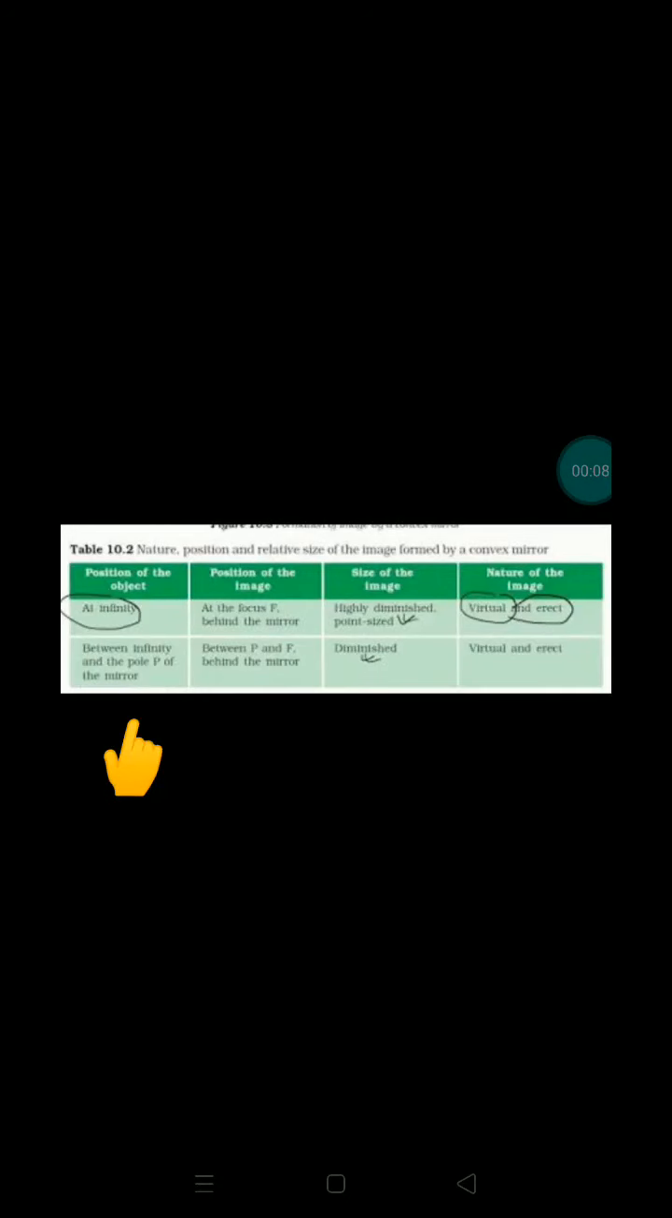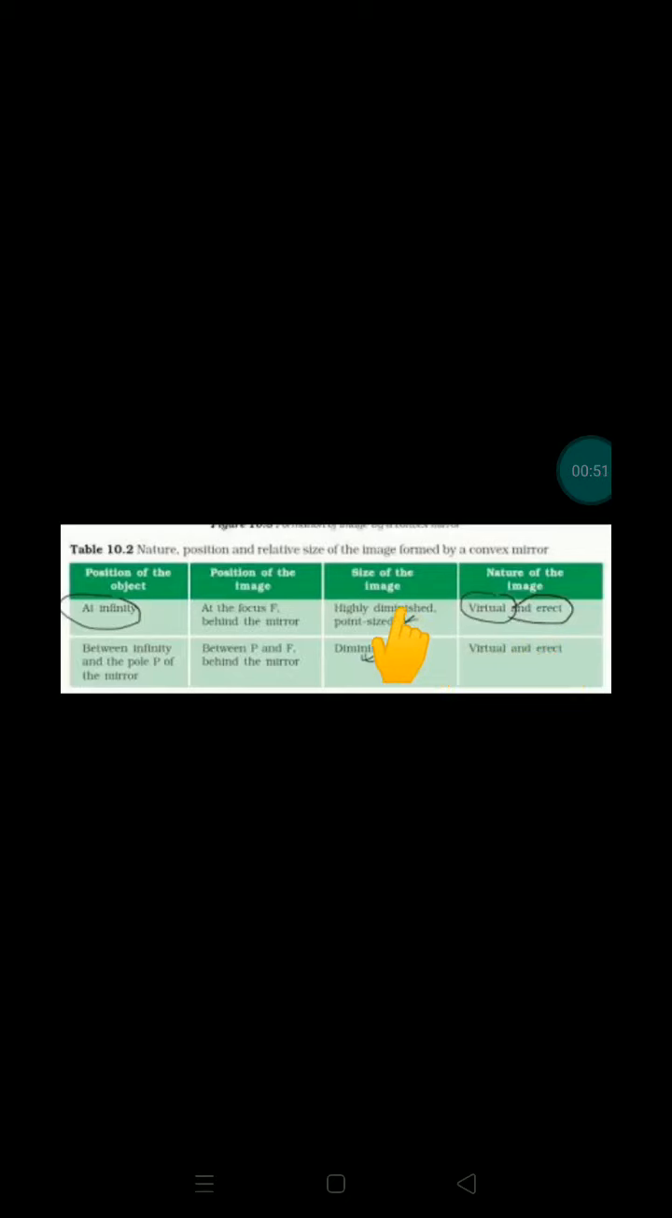Now we are moving to the image formation of a convex mirror. In the case of a convex mirror, we have to study only 2 cases. First case, the object is at infinity. If the object is at infinity, the image is formed at the focus. Its nature is highly diminished, virtual and erect. And the second case, between pole and infinity. Only 2 cases are there. The image is formed behind the mirror between P and F, and it is diminished, virtual and erect.